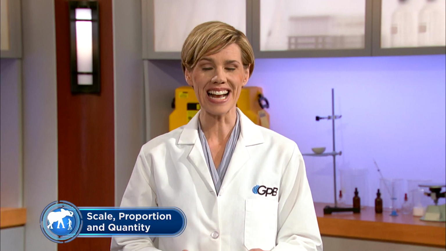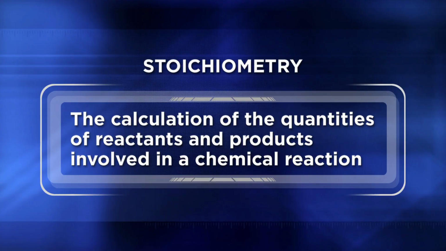That's why the mole concept is so important to chemists. It connects the submicroscopic world with the world that we can see. It allows chemists to count atoms by weighing, and ultimately it allows us to calculate the mass of reactants that are needed for a particular reaction, or the mass of products that would be made from a reaction given a specific amount of reactants. And that's exactly what stoichiometry is, the calculation of the quantities of reactants and products involved in a chemical reaction.